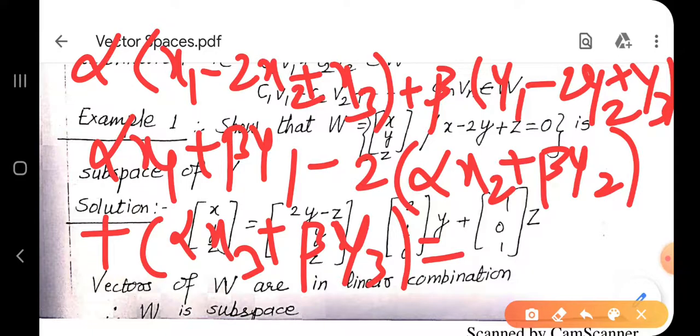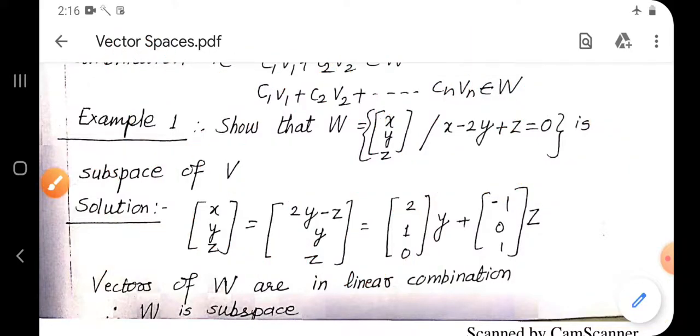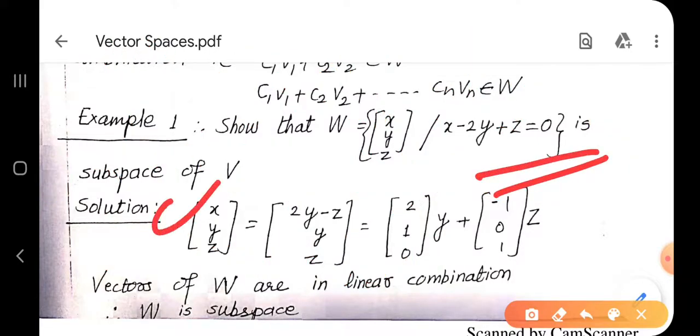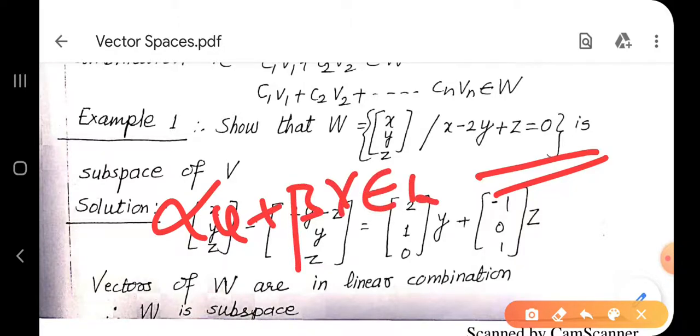Correct? But what is the value of x1 minus 2y1 plus z1? In our first step we have written it is 0. So alpha into 0 plus beta into 0 means it is equal to 0. So this condition is satisfied. Therefore we can say that alpha u plus beta v belongs to W. So I told you the second method also.